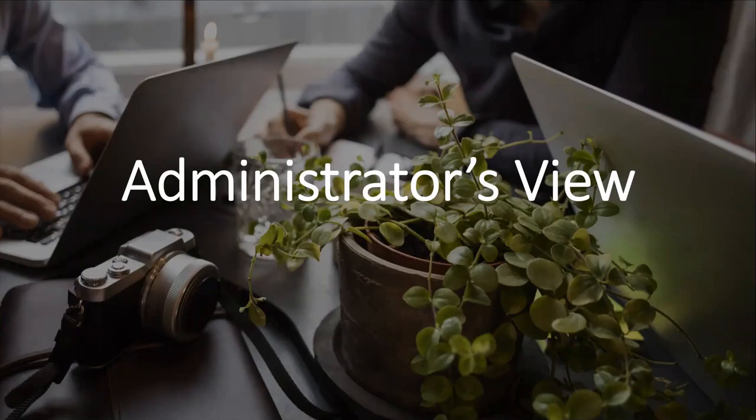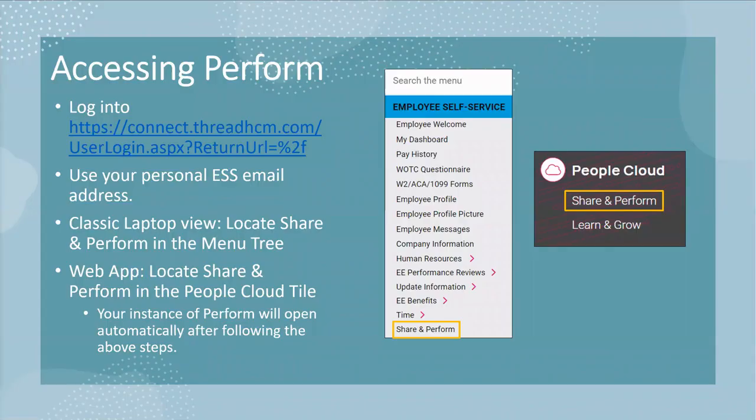What you guys are going to need to know to be successful are just three things: where to go, what to do, and how to review what you did for yourself, the manager, and the employee. You're going to log into iSolved. You're going to use your email address, and then you have to find something called Share and Perform.